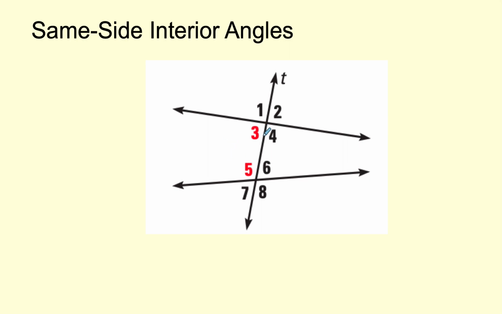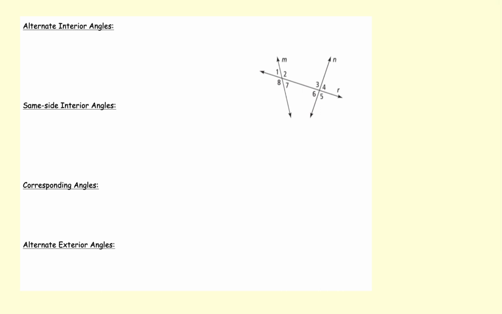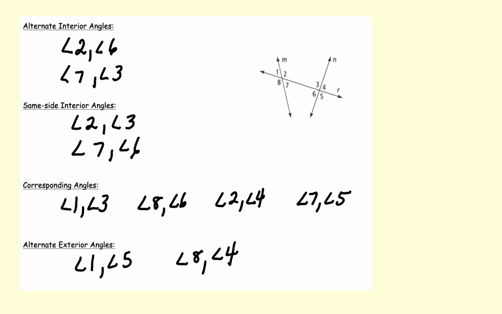Same side interior angles, again, we're working with interior angles. Angle 3 and angle 5 would be same side interior angles. Angle 4 and angle 6 would also be same side interior angles. Take a minute to stop the screencast and see if you can give all the answers to these four types of angle pairs. And here are the answers.